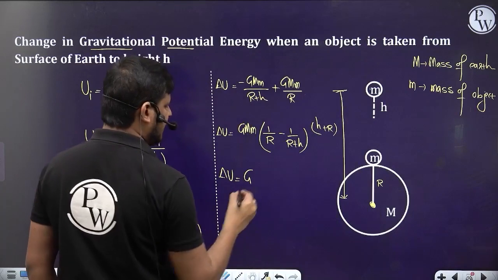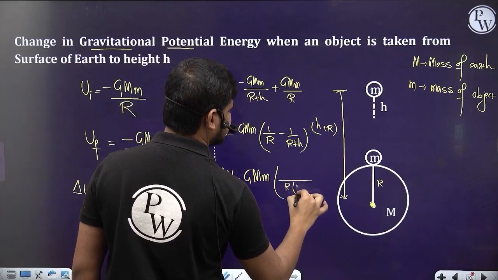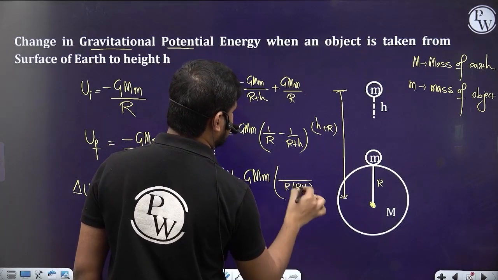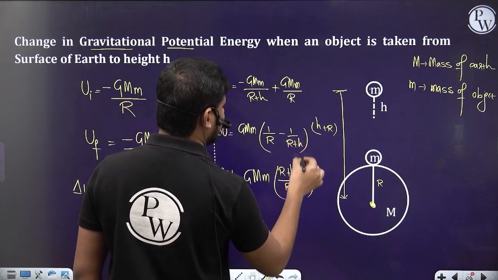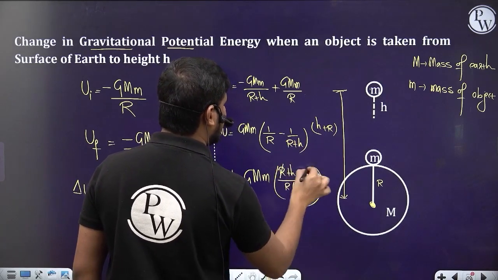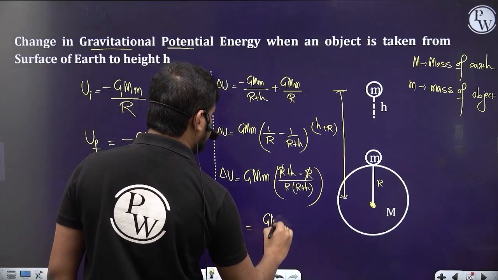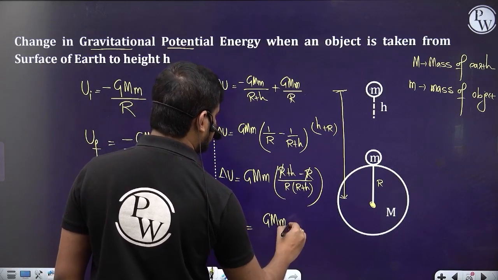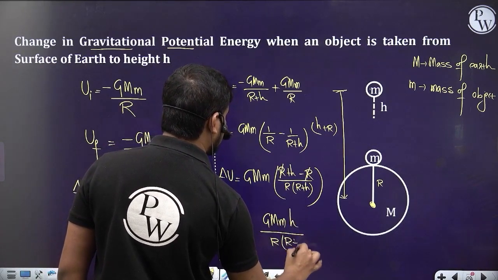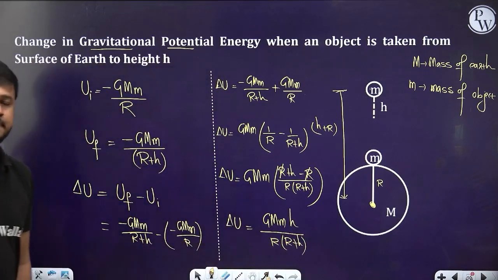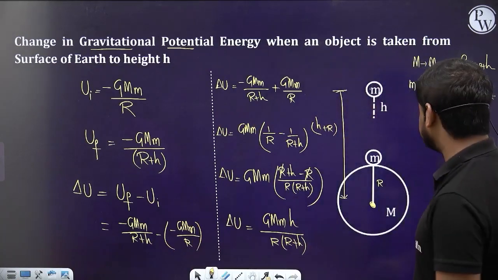So GMm into, take the LCM here, r into r plus h. So here r plus h will come, minus, so here r plus h is there, r will come. So r gets cancelled. So delta U is equal to GMm into h by r into r plus h. Okay, is this part clear, everyone? Done? So now let's move further.